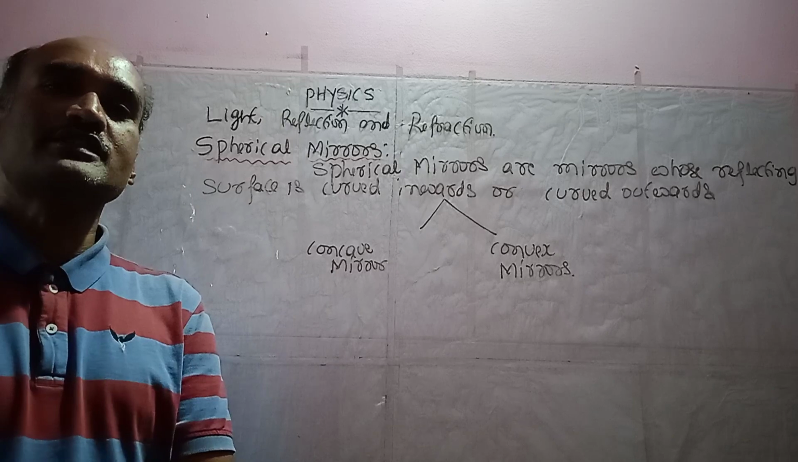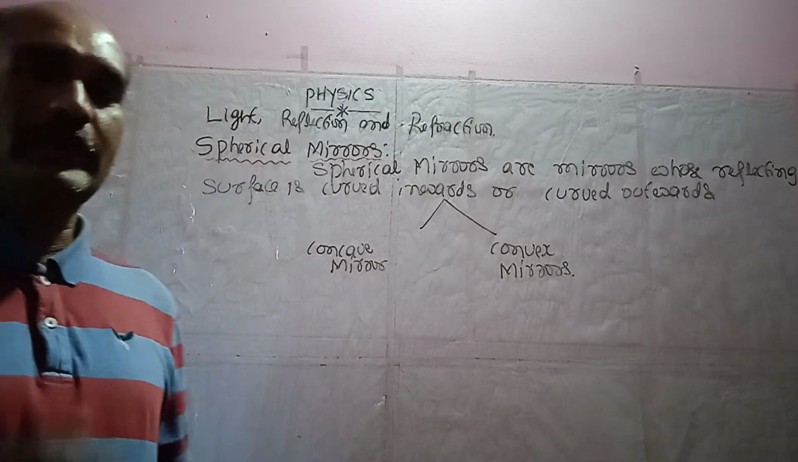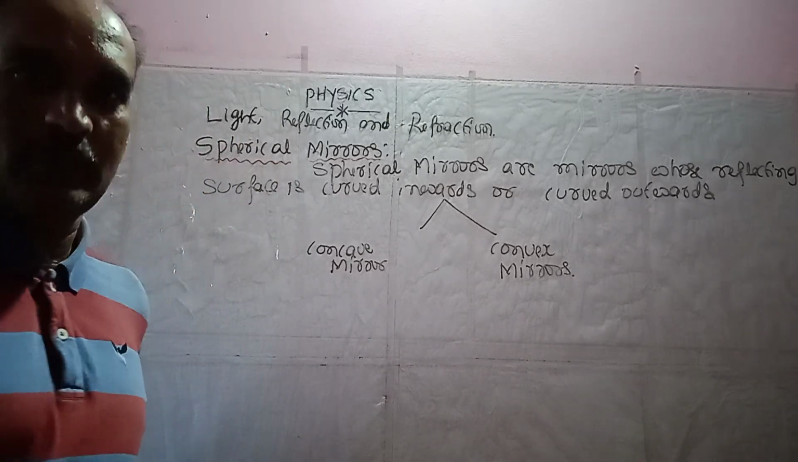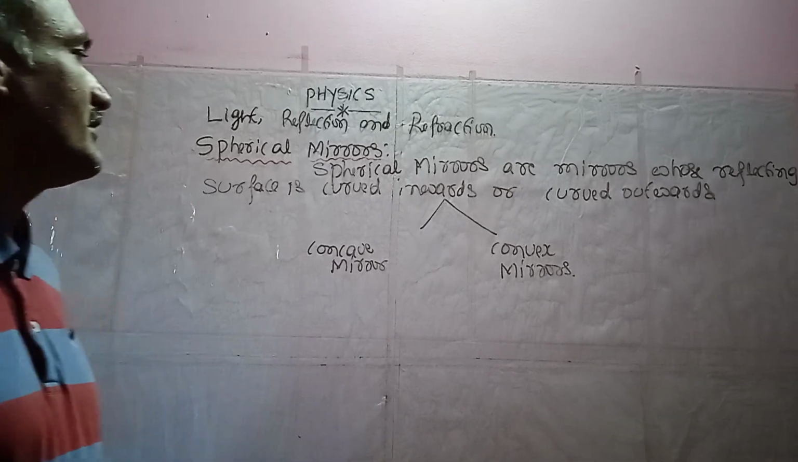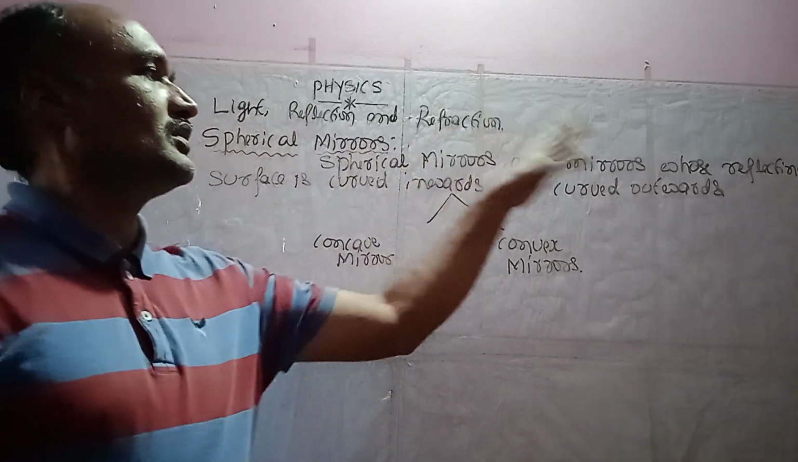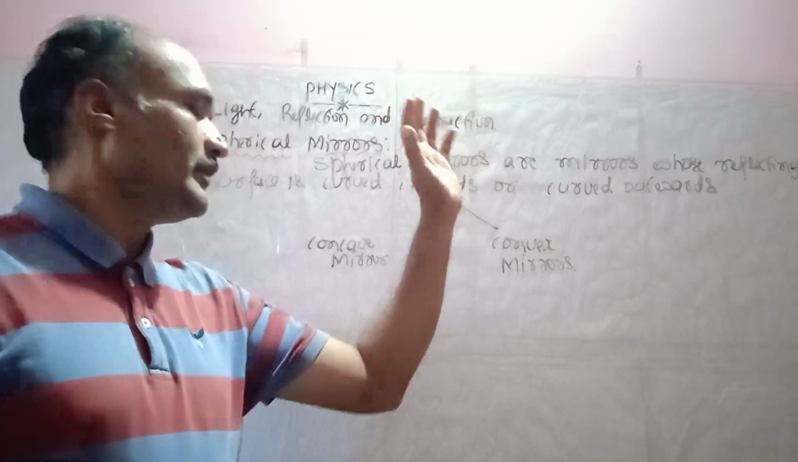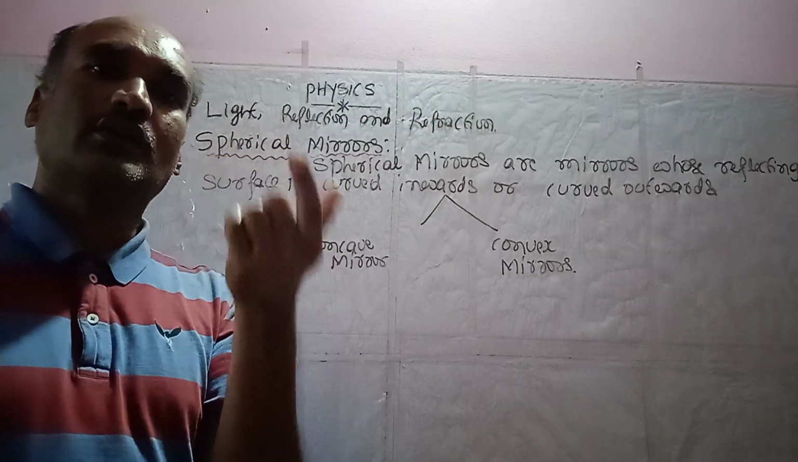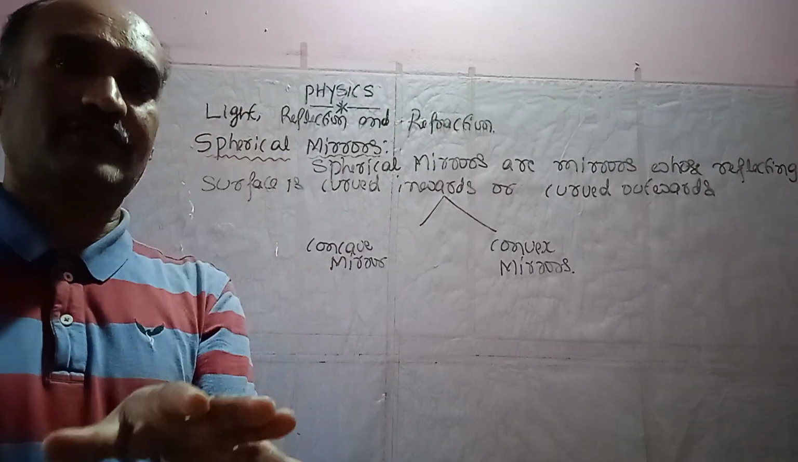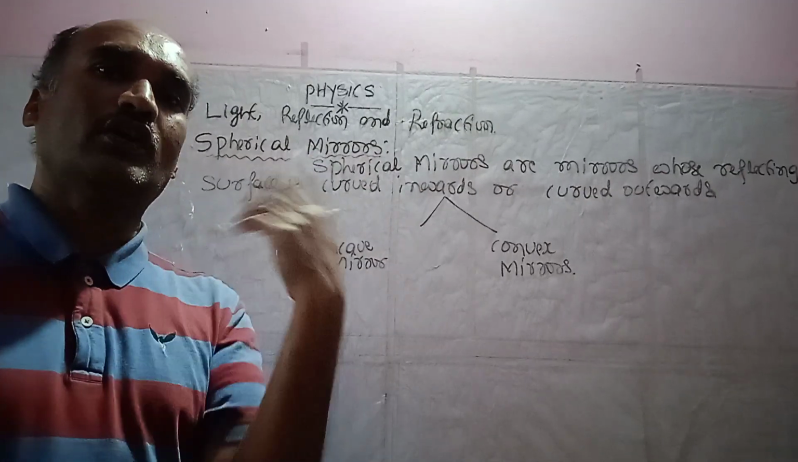Let us come to the definition of spherical mirrors. Spherical mirrors are mirrors whose reflecting surface is curved inwards or curved outwards.